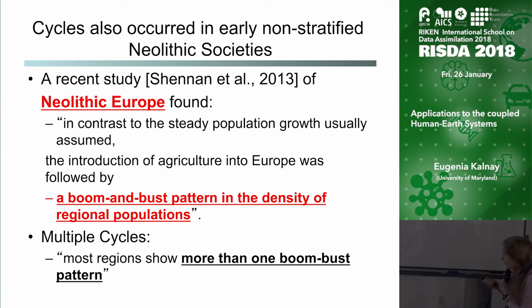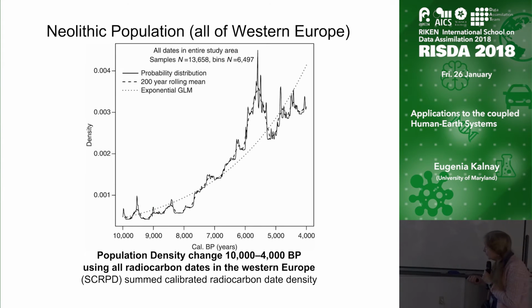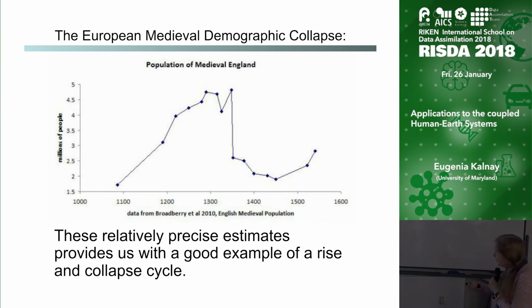In contrast to the assumption that we make that the population grows all the time, steadily, a boom and bust pattern appears with multiple cycles. And this is an example of a study that shows the population between 10,000 and 4,000, and you can see that the population grew, collapsed, many cycles. And this is the best known population data, about medieval England. And you can see this is the Black Plague.